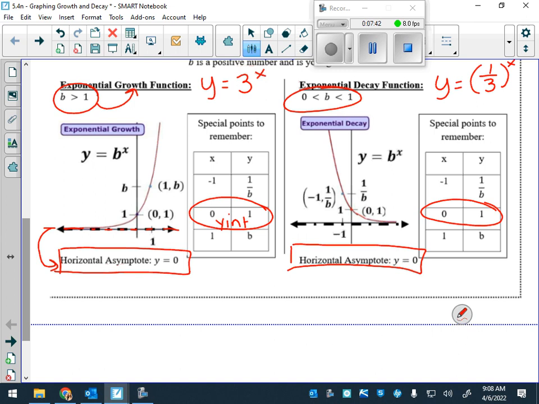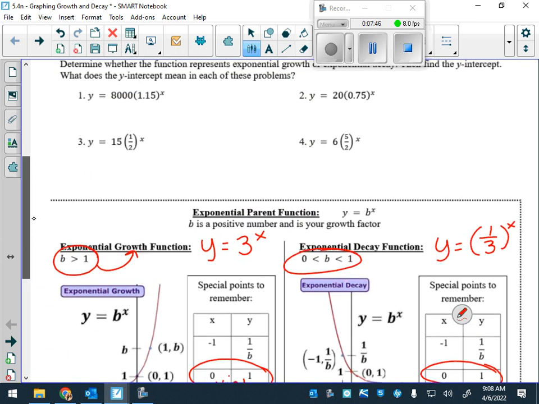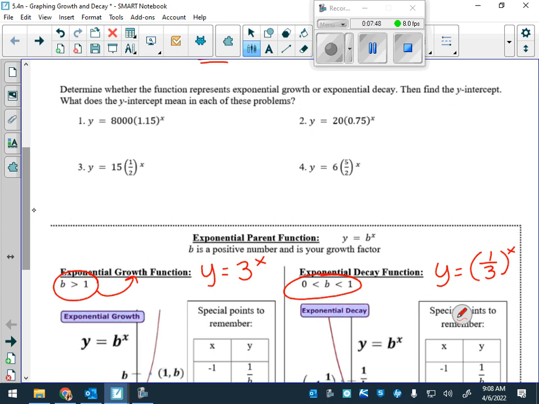So these are the graphs we are going to graph shortly. But first, which we'll see a lot in terms of word problems, we want to identify if it's growth or decay. So we look at the b value, which is always attached to the x. 1.15, is that greater than 1 or in between 0 and 1? Mia?